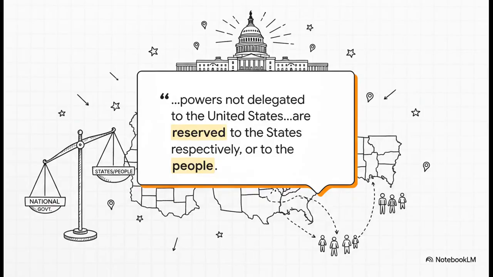And here's a perfect example of that federal idea in action. This is the 10th Amendment to the U.S. Constitution. It essentially says that any power that isn't specifically given to the federal government, well, that power is reserved for the states. This single sentence is the bedrock of the American federal system.